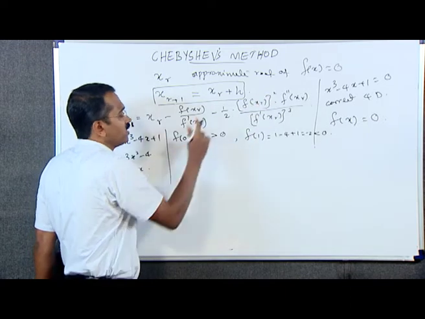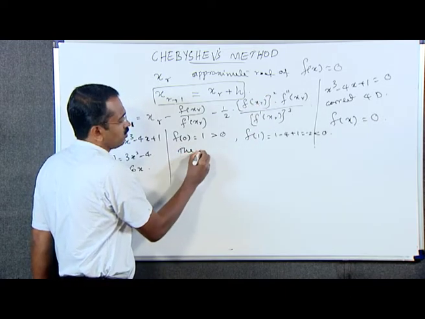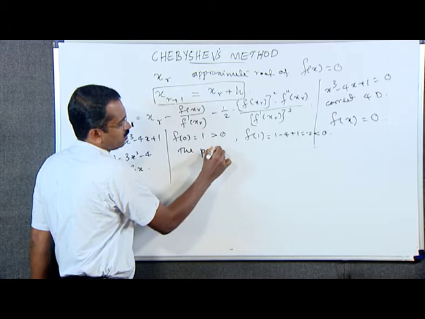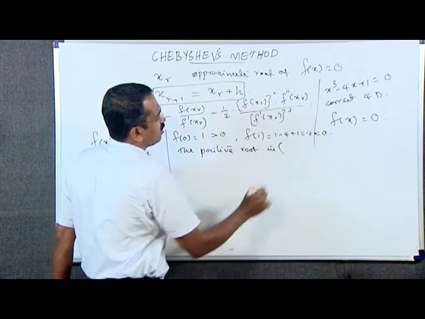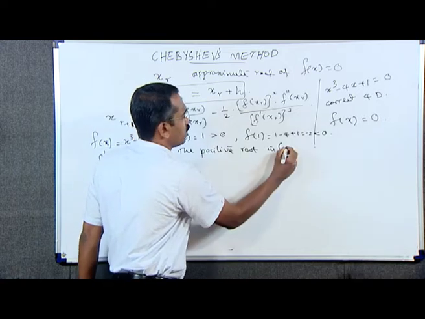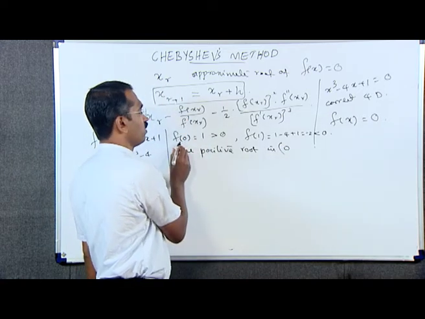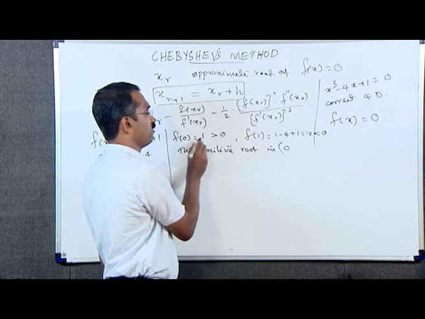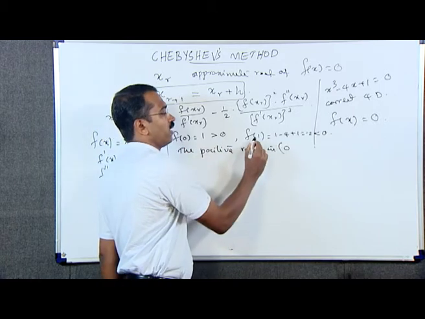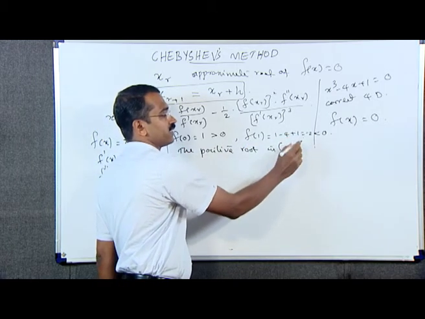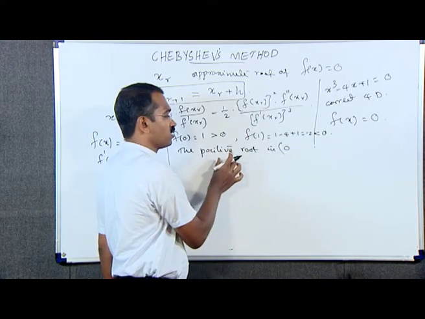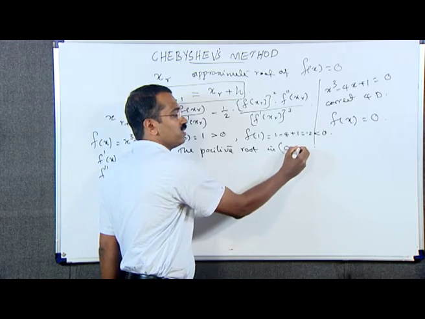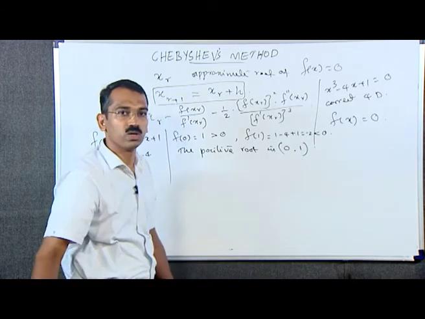Therefore, we can say that there is a positive root between 0 and 1, because at 0 the value of the function f is positive and at 1 the value of the function is negative. Therefore, by the location theorem we can say that the positive root lies in the interval 0 and 1.